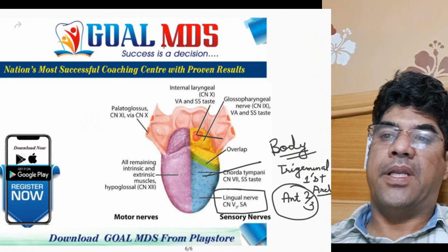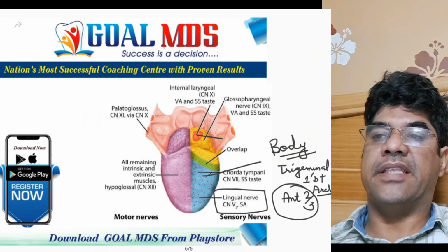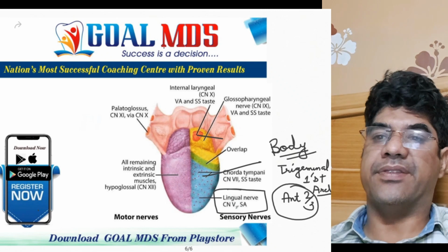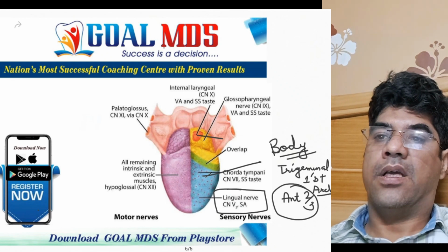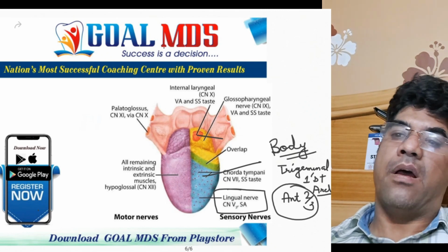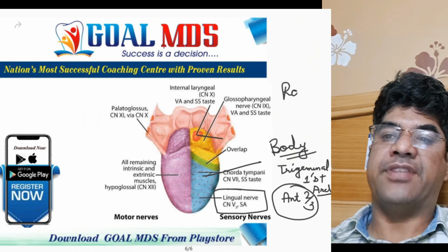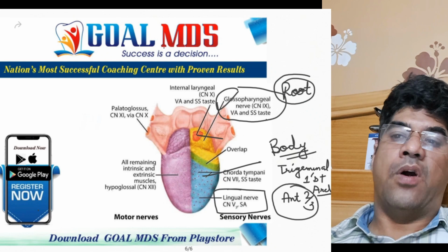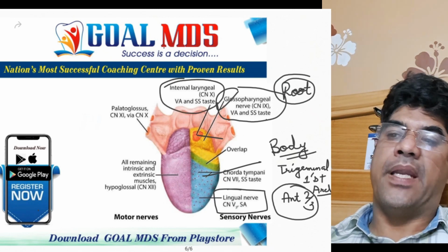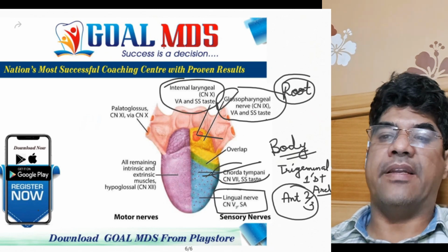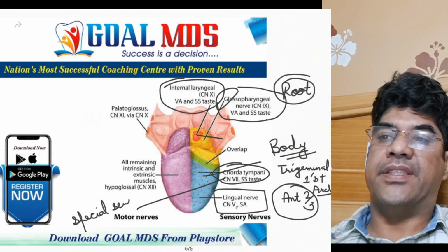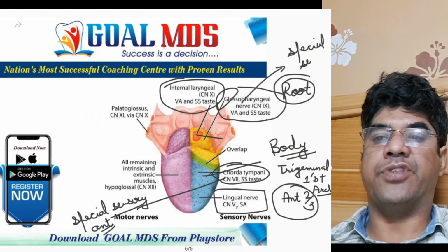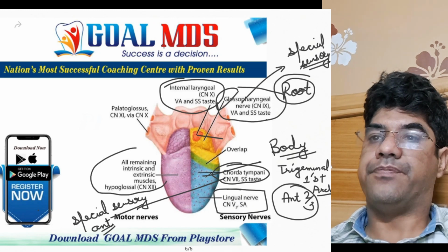The trigeminal nerve is the nerve of the first pharyngeal arch, from which the mandibular division of the trigeminal nerve arises. The root of the tongue, which refers to the back one-third of the tongue, is supplied by the glossopharyngeal and the vagus nerve. In terms of taste sensation, the chorda tympani branch of the facial nerve will provide the special sensory innervation to the anterior two-thirds of the tongue, and the glossopharyngeal will supply the posterior one-third.